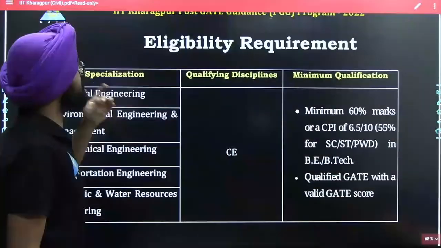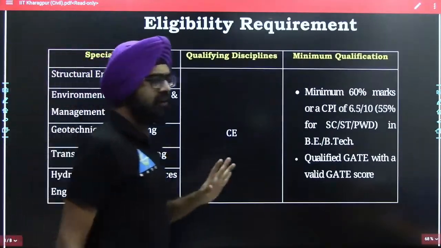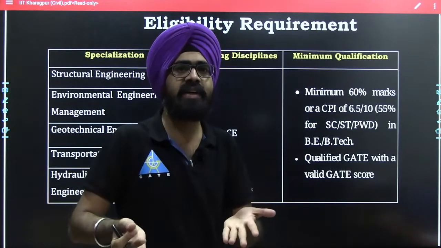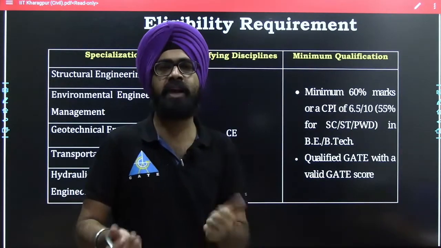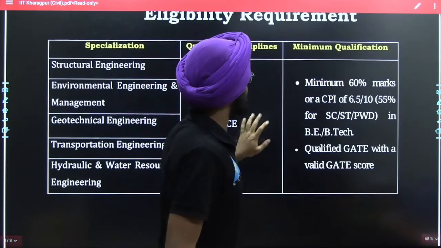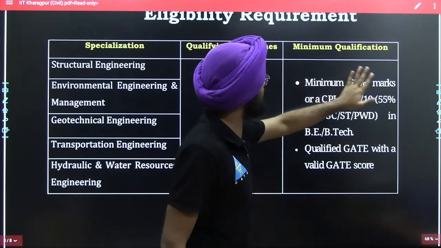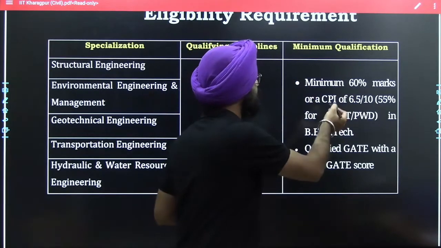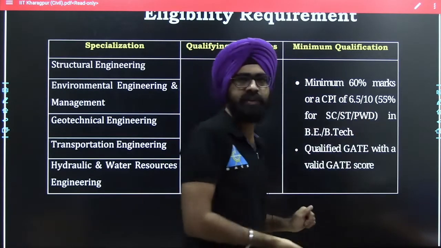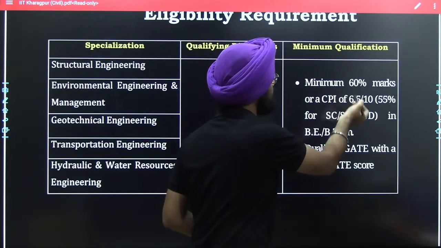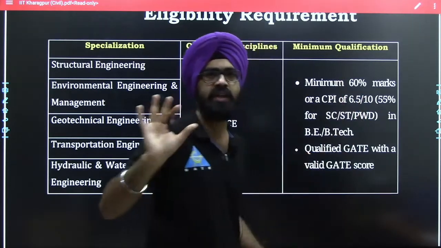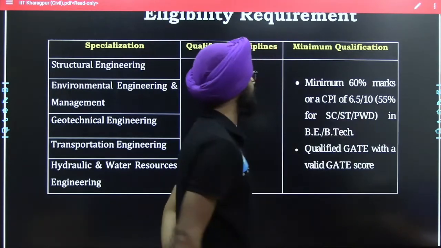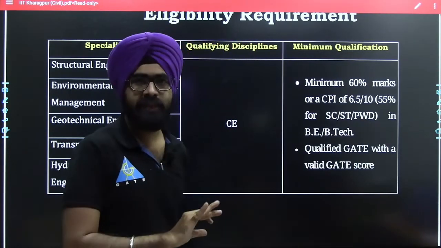Then what is the eligibility criteria? First of all, you should know the eligibility criteria, whether you fit that criteria, whether you should apply or not. Here it says minimum 60% of the marks, or a cumulative percentage index of 6.5 out of 10, or a grade point of 6.5 out of 10 is required for general category. 55% is required for SC, ST and PWD category, in BE or BTech.